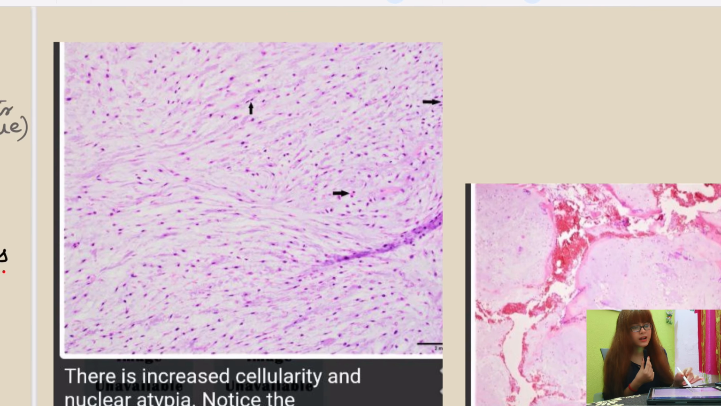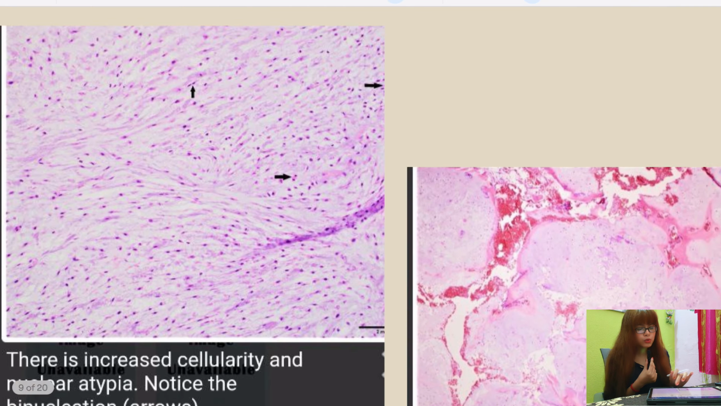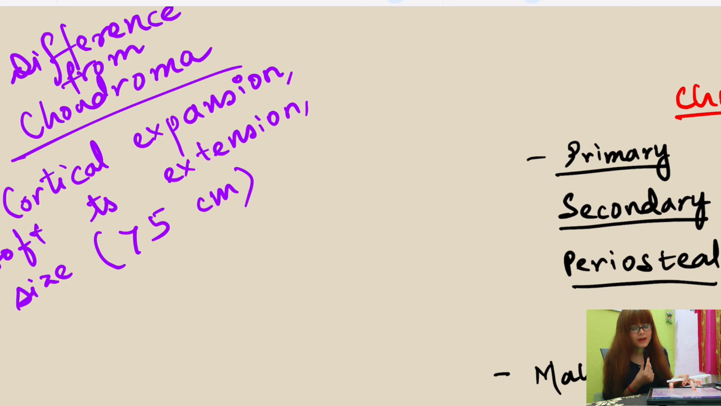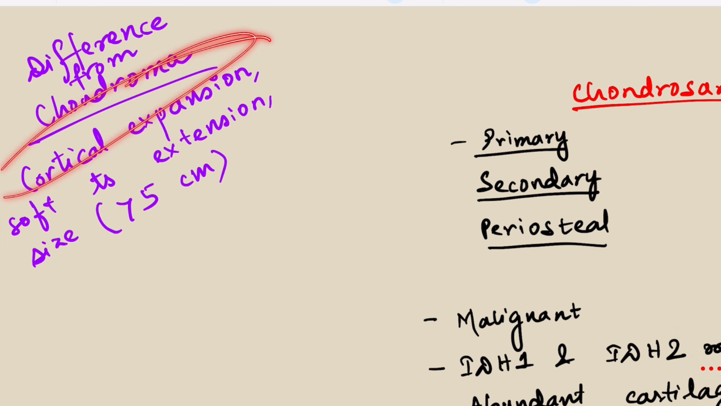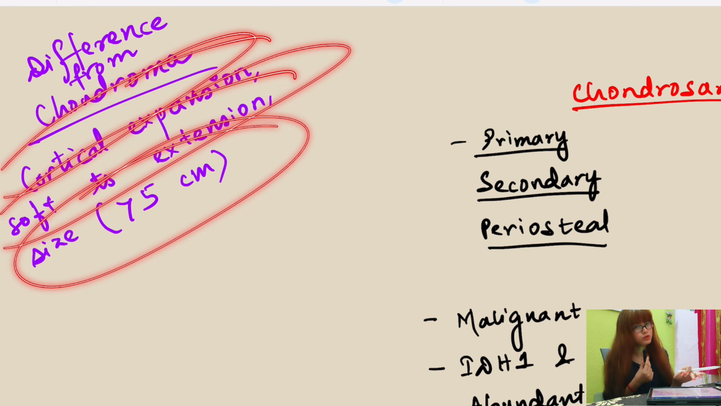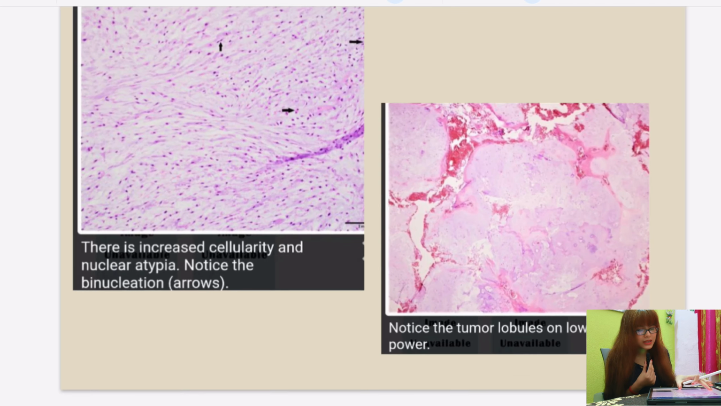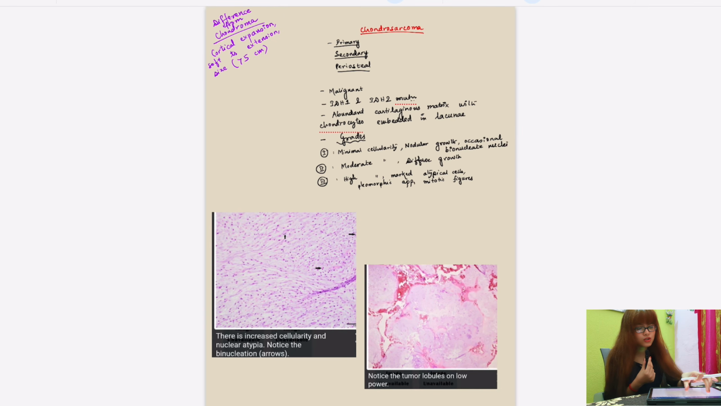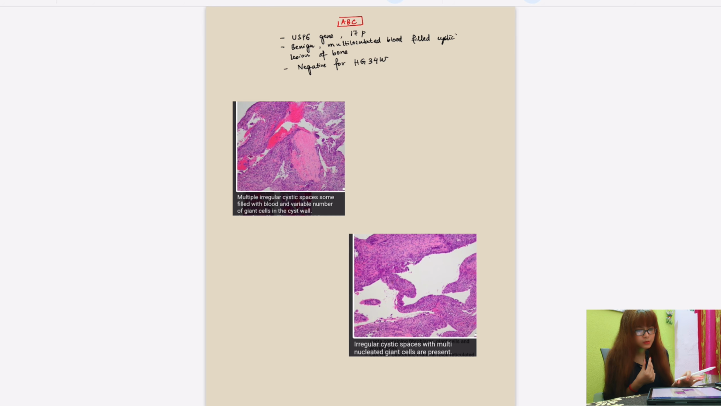So if you can see this, what kind of cellularity you can see here? I would say moderate, so this can be a grade 2. Okay, now the difference from chondroma is that this kind of malignant tumor has got cortical expansion, soft tissue extension, and the size is more than 5 centimeters. For obvious reasons, this is malignant. So you can see here that there is so much cartilage deposition in this kind of malignant tumor, which is chondrosarcoma. This one I've already explained.